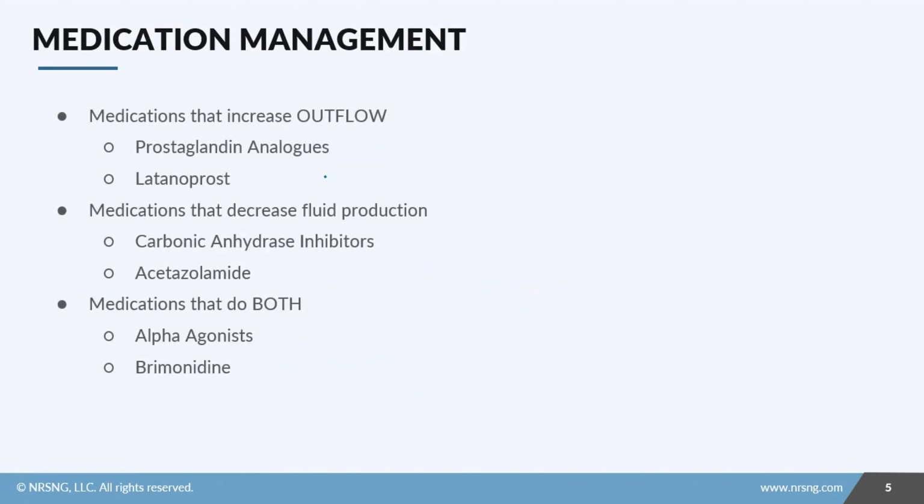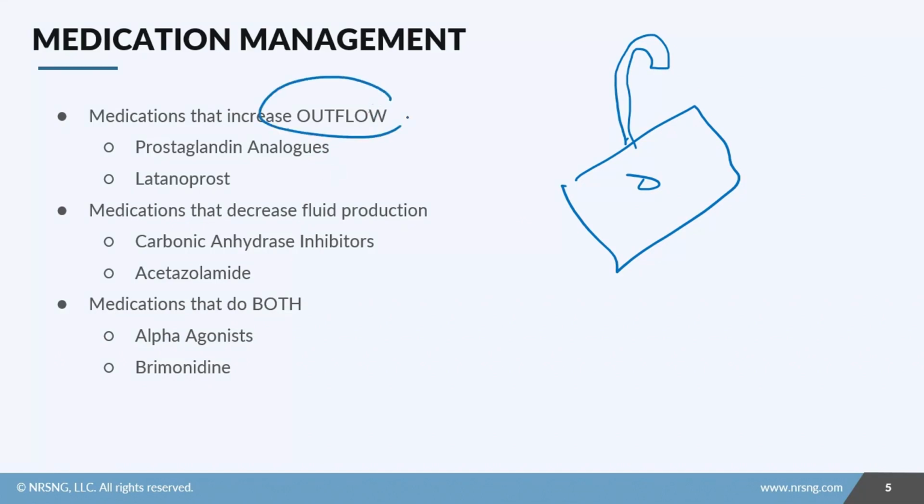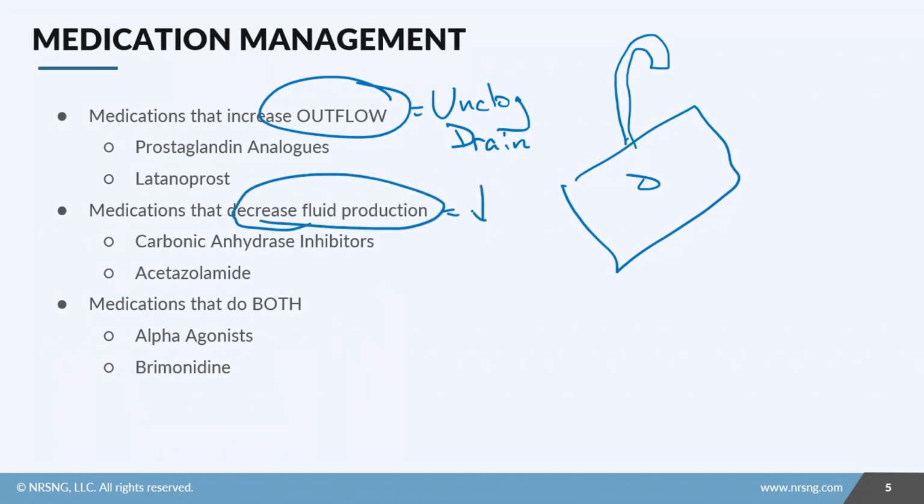When we talk about medications, we want to think back to how the eye works like a kitchen sink. So we have different types of medications. Some medications work to decrease the outflow, and we focus on unclogging the drain here. Now, other types of medications decrease fluid production. So this is like turning down the faucet.